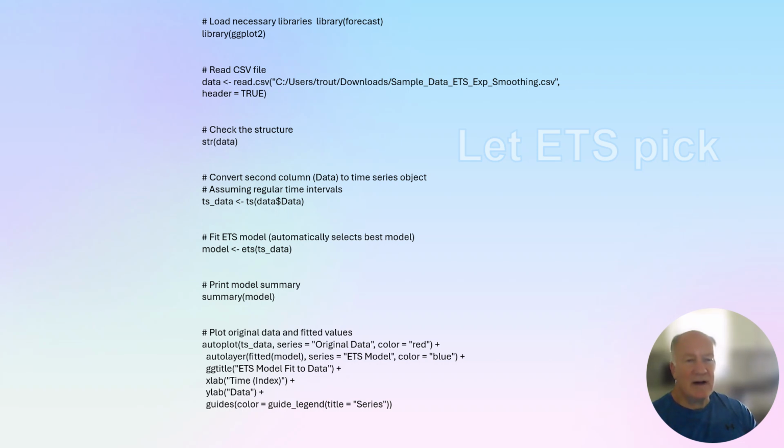So we read in the file, the sample data for the ETS smoothing model, and we check the structure, and then we convert the second column. I had the date in a format that wasn't suitable, so I went ahead and converted it. And we fit the ETS model, and it's going to automatically select the best parameters. So we'll have the model, ETS, and this time series data, and then print the summary, and then plot the data.